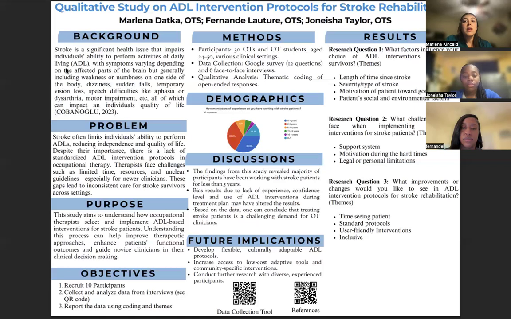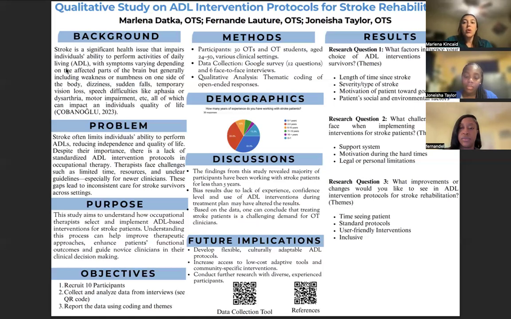Now, the results that we came up with. The first question that we had was, what factors influence your choice of ADL interventions for stroke survivors? And the themes that arose from all the coding were length of time since stroke, severity and type of stroke, motivation of patient towards goals, and patient social and environmental factors.